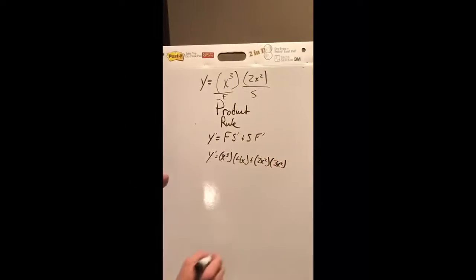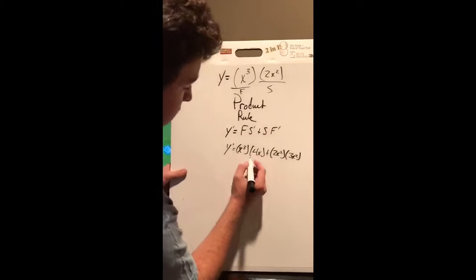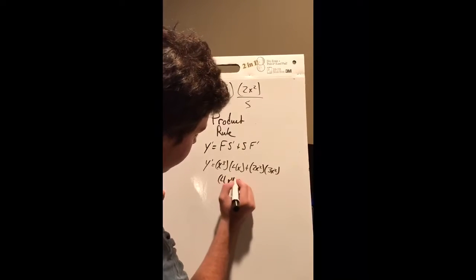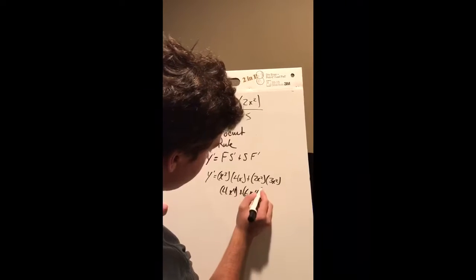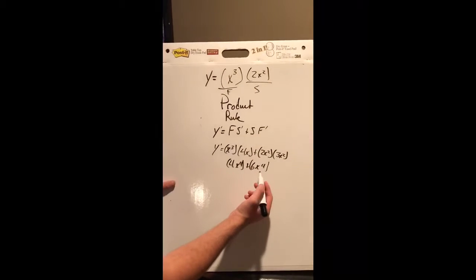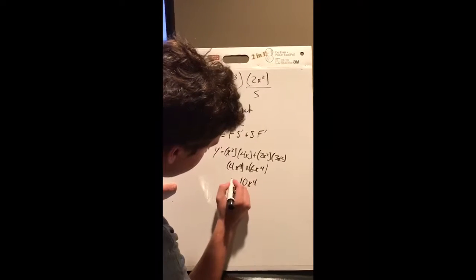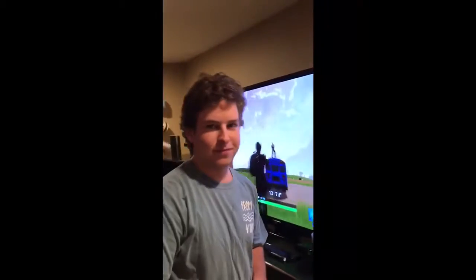So then you're going to multiply the terms on each side of the equation. So this one would be 4x to the fourth, plus this one would be 6x to the fourth. And since each of these x's have the same exponent value, you would add these for 10x to the fourth, and that is the derivative.